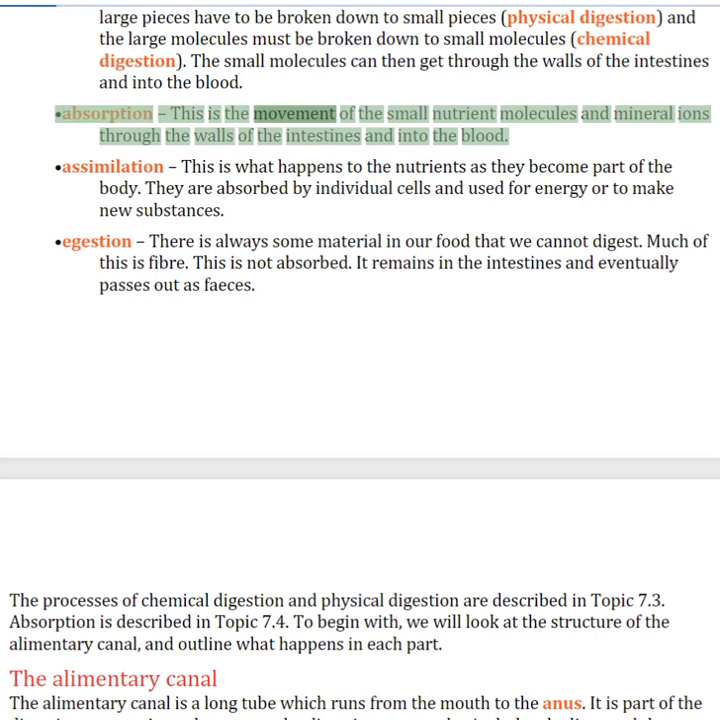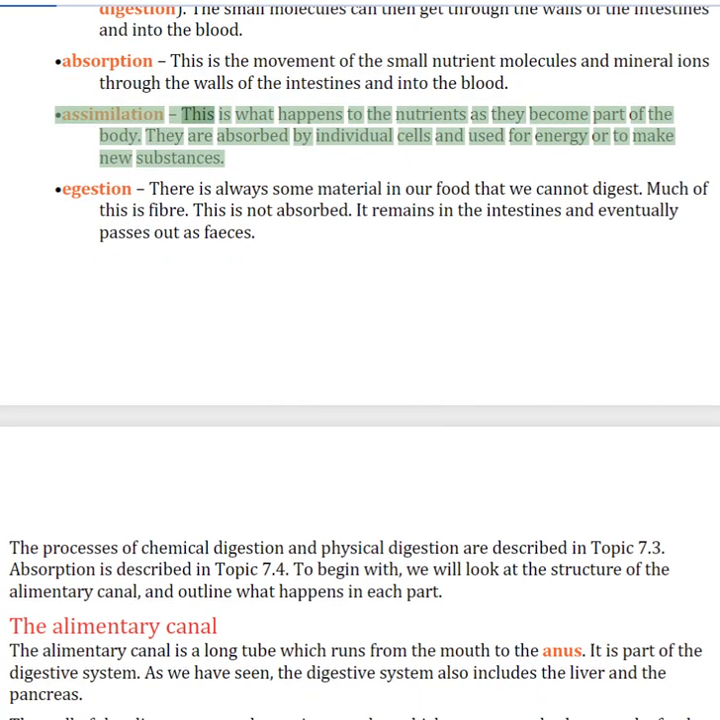Absorption, this is the movement of the small nutrient molecules and mineral ions through the walls of the intestines and into the blood. Assimilation, this is what happens to the nutrients as they become part of the body. They are absorbed by individual cells and used for energy or to make new substances.